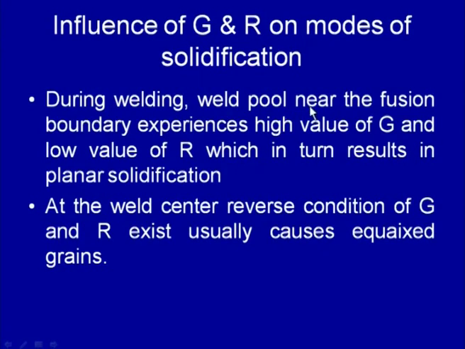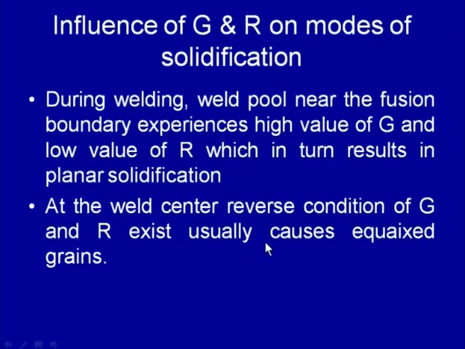During the welding, the weld pool near the fusion boundary experiences a high value of G and a low value of R, which in turn results in planar solidification, while the reverse happens in the case of the weld center, and that produces the equiaxed grain structure. Now, we know that it is important to have a very refined grain structure in the weld zone, so that a good combination of mechanical properties can be obtained and the solidification cracking tendency can be avoided. Therefore, efforts are always made to refine the grain structure in the weld zone, so that we have a very fine equiaxed grain structure in the weld region.